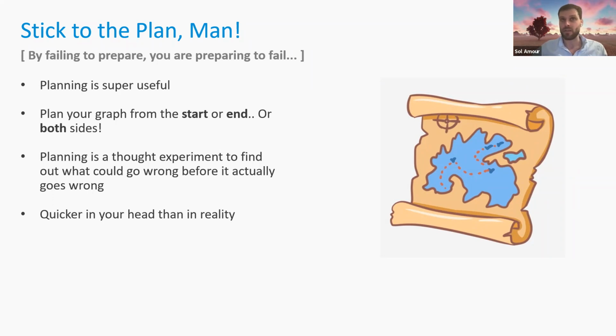Planning is a thought experiment, which means you start thinking about all of the potential problems that you run into before you even get to them. When you think about what could go wrong, you can start mitigating what can go wrong at the outset. It's also much quicker in your head when you start thinking about these things than it is in reality when you're trying to build these graphs or use any piece of software for that matter.